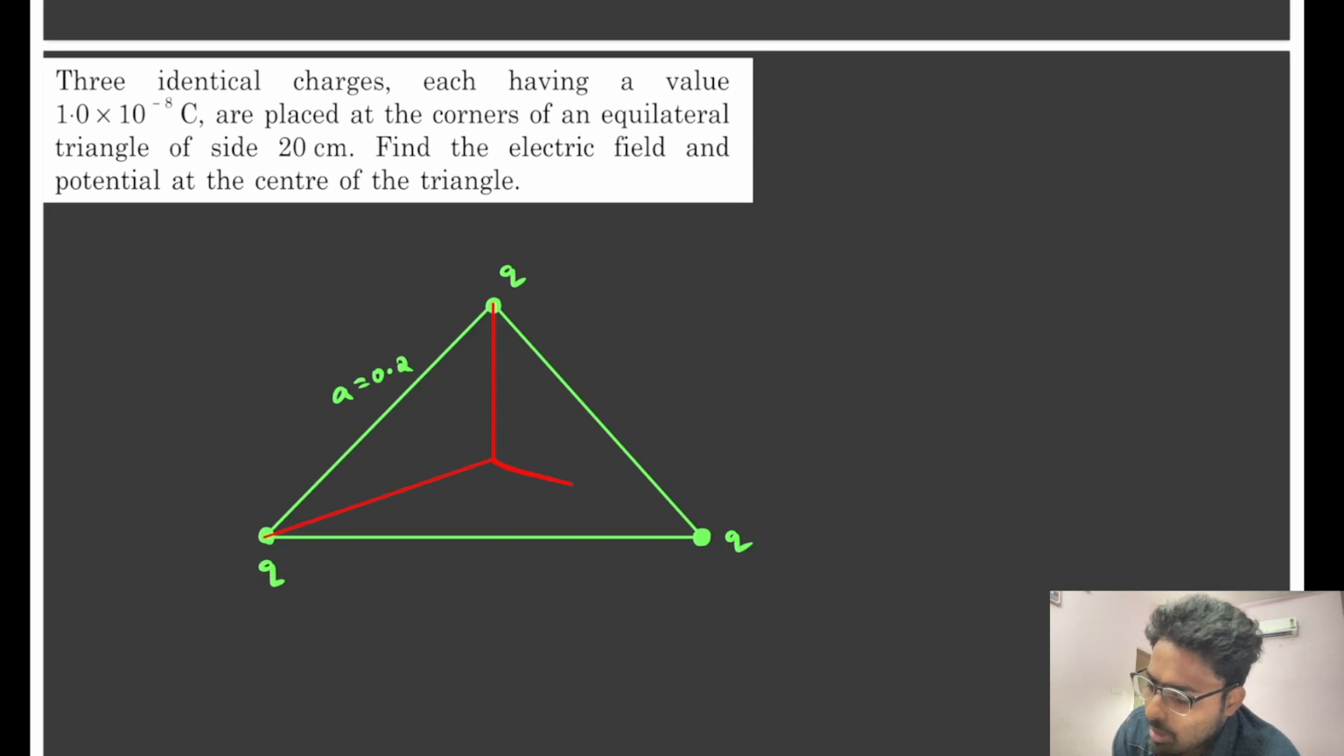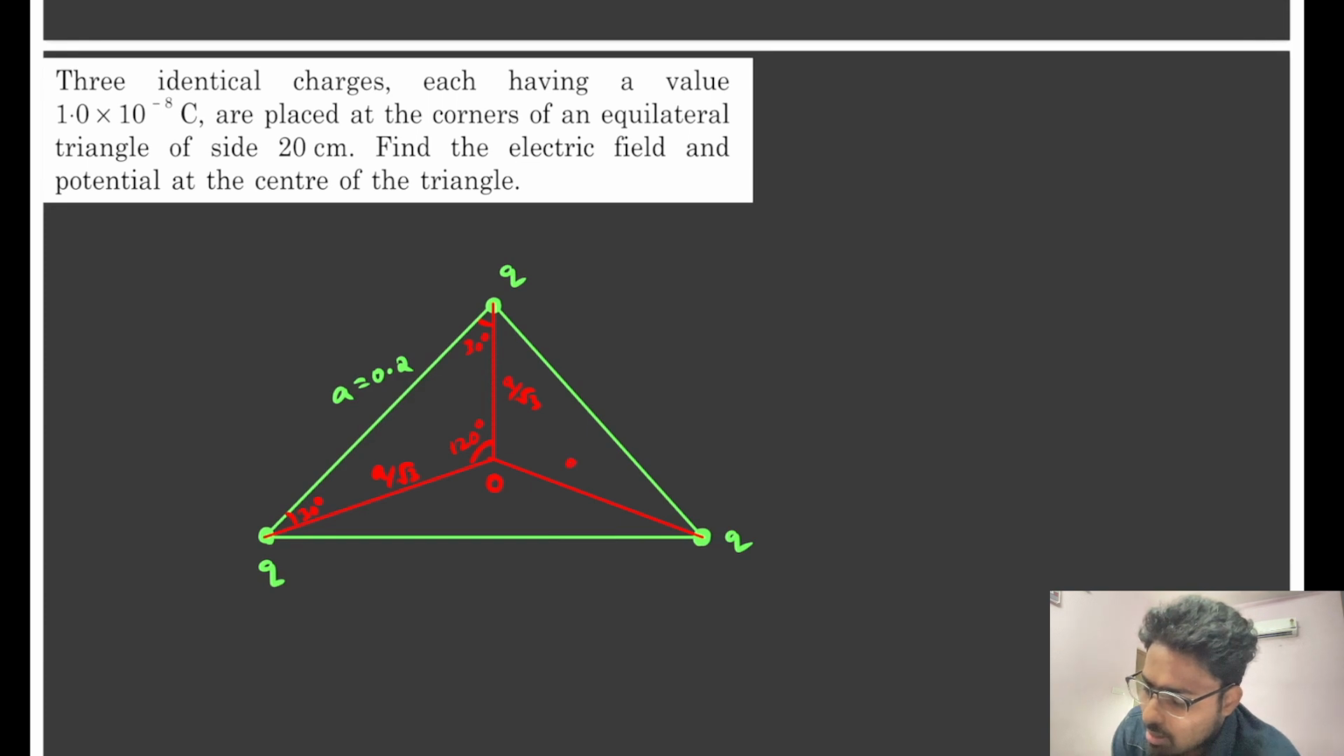So let me call this point as O. We want to find the potential at O. So when this length is A, as these angles are like 30, 30 and 120, what will be this angle? Angular bisectors, no? So 30, 30 and this will be 120. So sides will be of ratio what? 1 is to 1 is to root 3. So therefore what will be this length? This length will be A by root 3. And this length will also be what? A by root 3. So this length is A by root 3 and this length is also A by root 3.